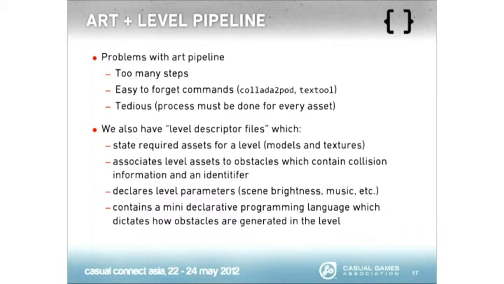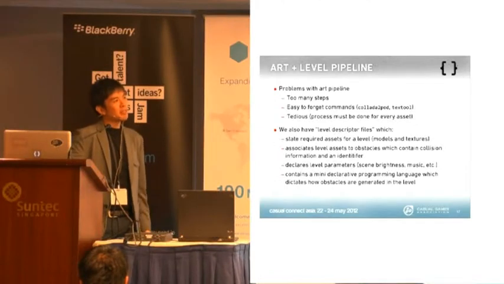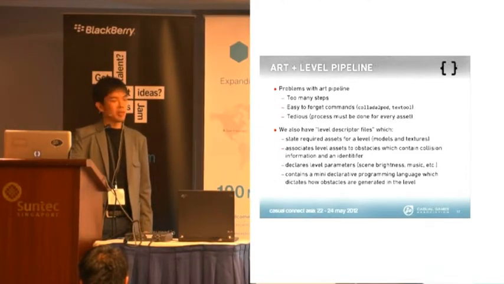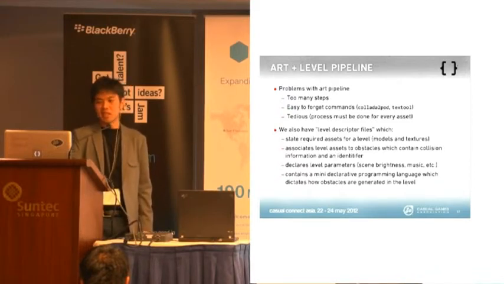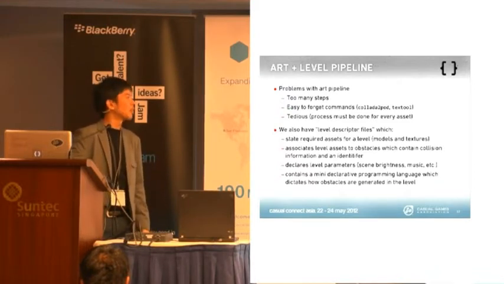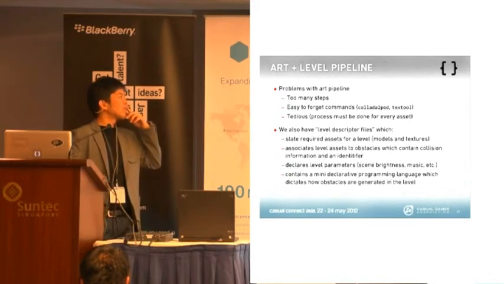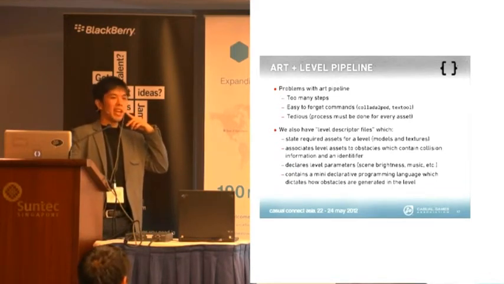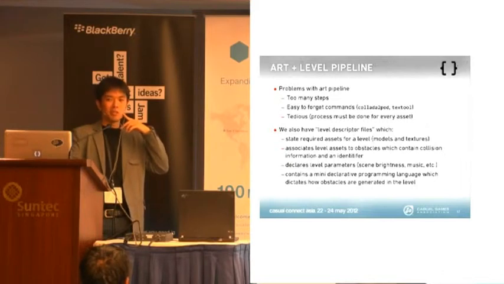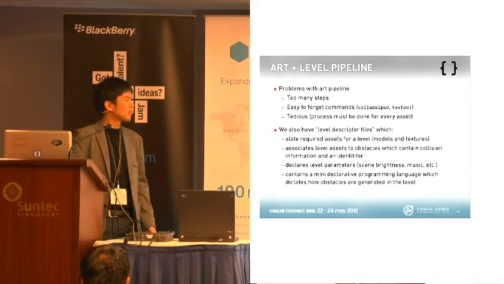And of course, there are a couple of problems here. There are too many steps, period. It's easy to forget the commands. Collada to pod is what you use to convert the models, and text tool is what you use to convert the textures. And if you're an artist with no background in programming, you'll probably think, what the hell am I doing? This doesn't make any sense. I'm making incantations which I hope work. And of course, it's tedious. That is to say, the process has to be done for every asset, for every obstacle. And of course, you don't want to be limited to 1 or 2 obstacles after getting tired of converting. So it has to be made simpler.